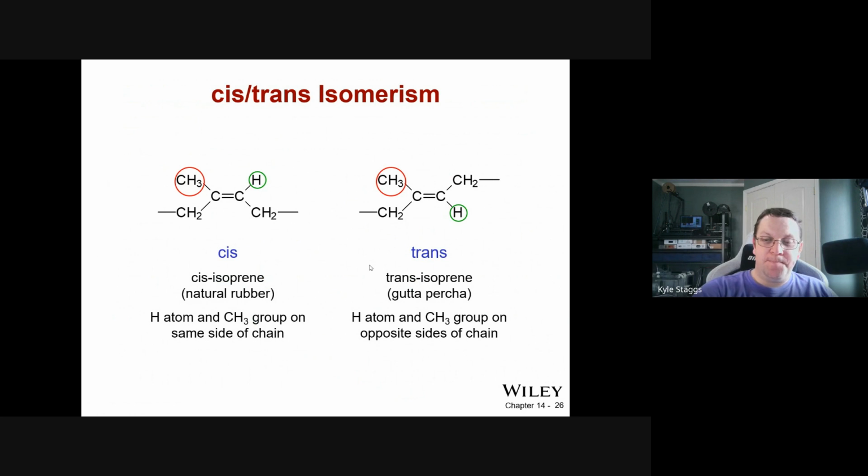And then here's some very overused words in today's environment, but they actually have specific meaning. They're not what they have been used for in recent years. Cis meaning same side, trans meaning opposite side. The cis isoprene means the carbon in the methyl group and the hydrogen on that second double bonded carbon in the backbone are on the same side.